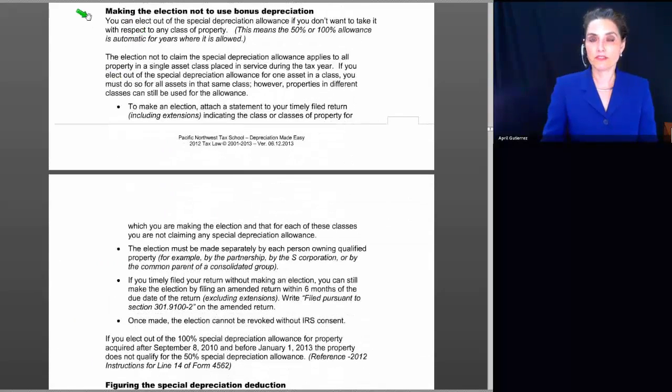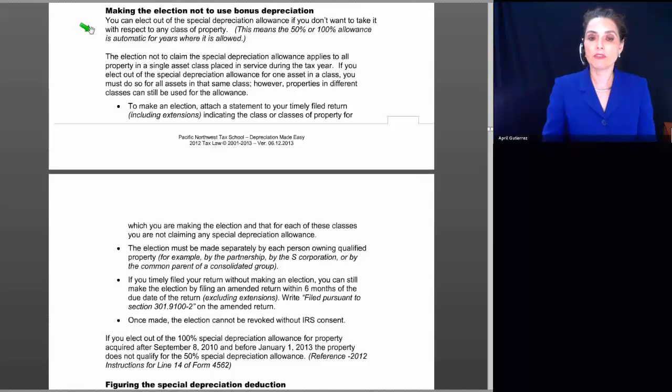Making the election not to use bonus. So you might understand that maybe a company doesn't want to claim 50% bonus or 100% bonus on assets placed in service during the year. You can elect out of the special depreciation allowance if you don't want to take it with respect to any class of property. This means the 50% or 100% allowance is automatic for years where it is allowed.